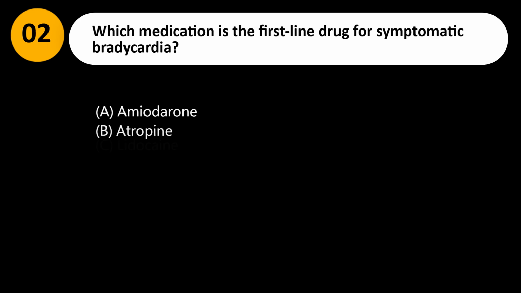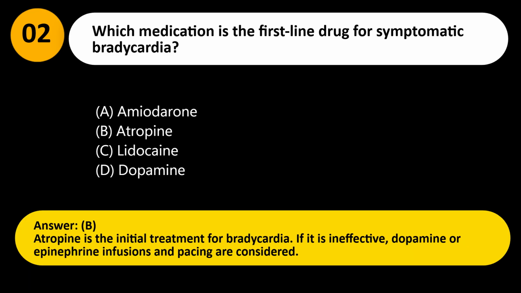Which medication is the first-line drug for symptomatic bradycardia? A. Amiodarone. B. Atropine. C. Lidocaine. D. Dopamine. Answer, B. Atropine is the initial treatment for bradycardia. If it is ineffective, dopamine or epinephrine infusions and pacing are considered.